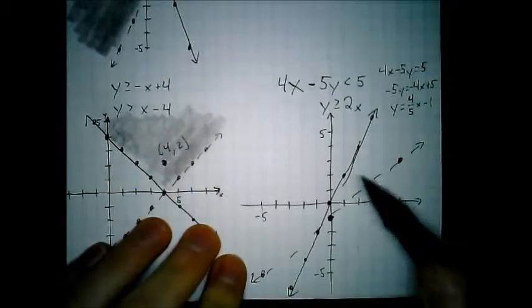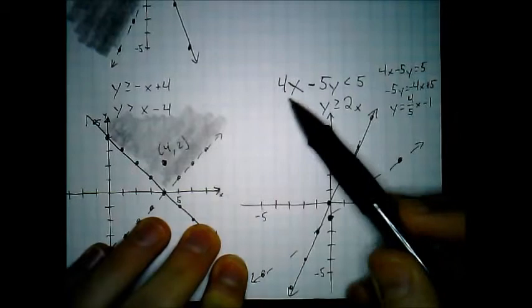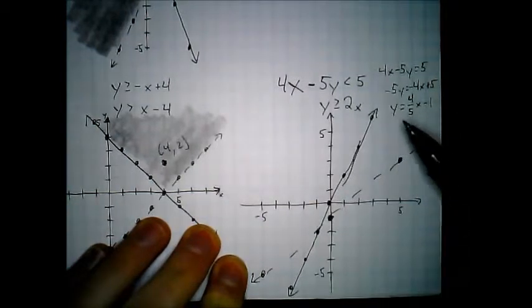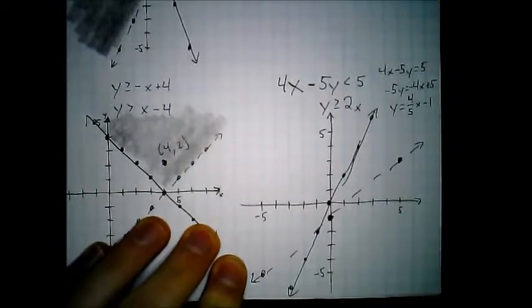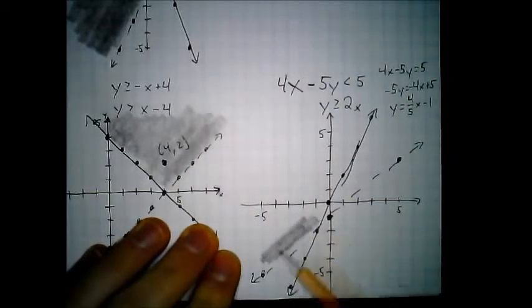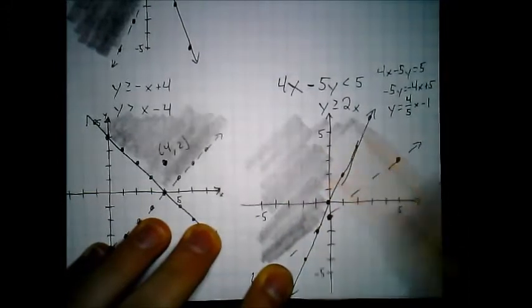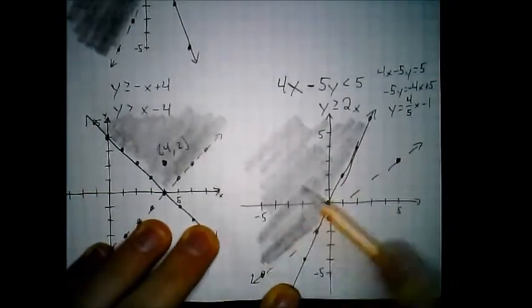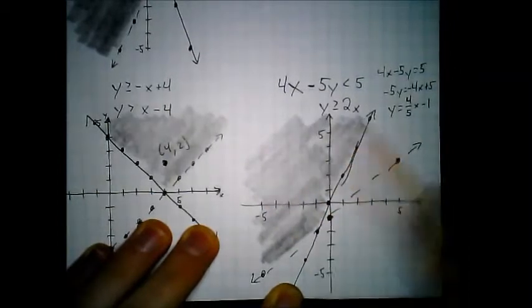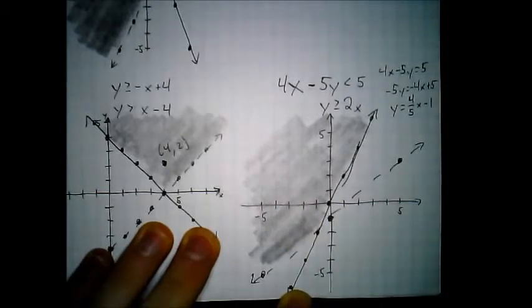Okay, so we want to find which section of this graph will make 4x minus 5y less than 5, and at the same time y be greater than 2x, and that's this region. And you figure that out by testing points in each of these until you find the ones that make both true. So I'll just show you to verify.